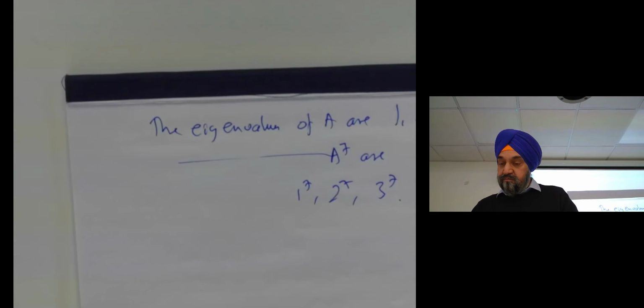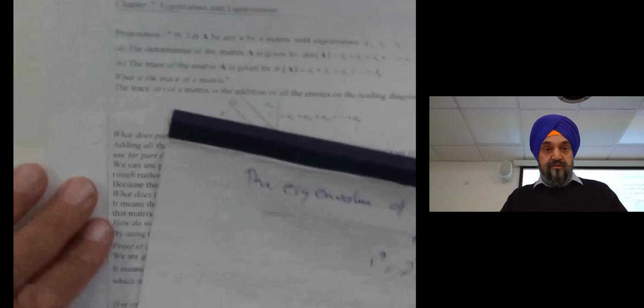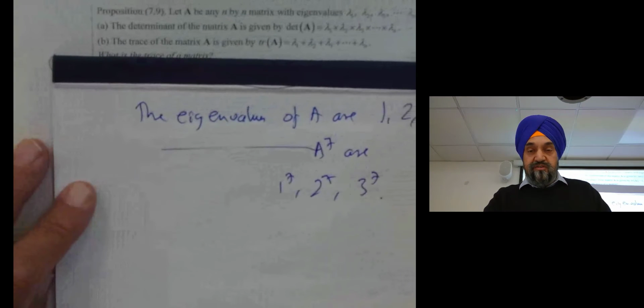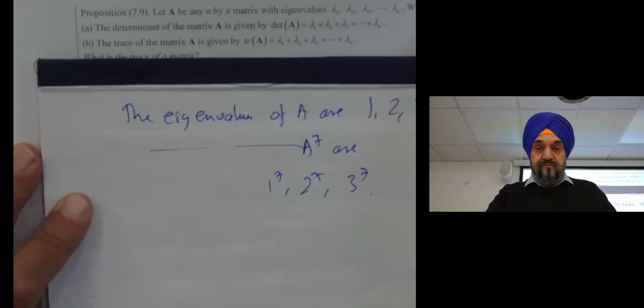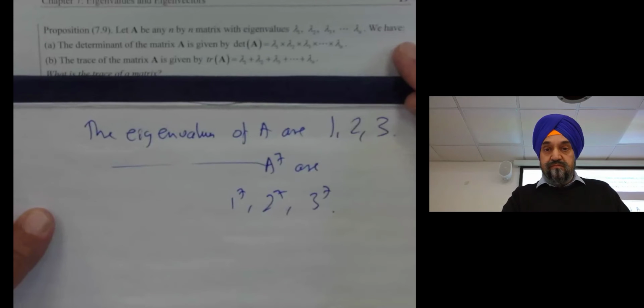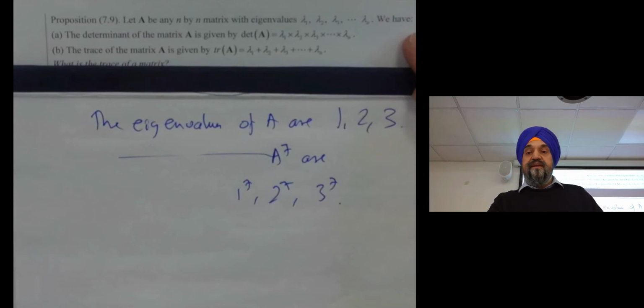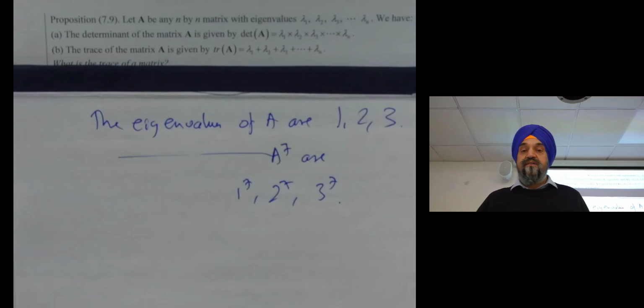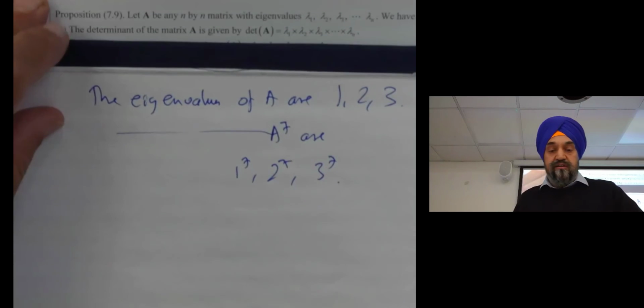Okay. Let me do one more proposition. What does this proposition say? Let A be any n by n matrix, okay, with eigenvalues lambda 1, lambda 2, all that. And then what's the first one say?